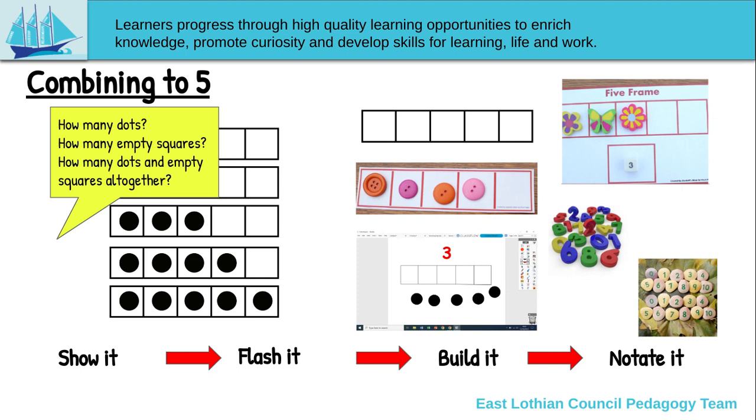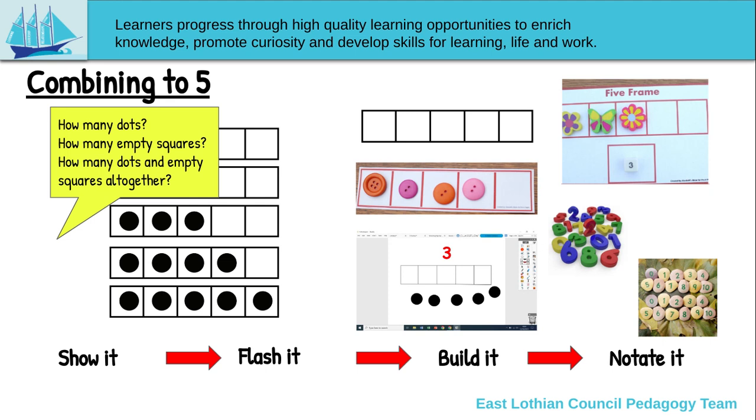You're going to ask them how many dots they see, how many empty squares in each pattern, and then how many altogether. We want pupils to realise that it's the combination of dots and empty boxes that makes 5. We want learners to start visualising each of these patterns on each of these cards, rather than counting in ones.